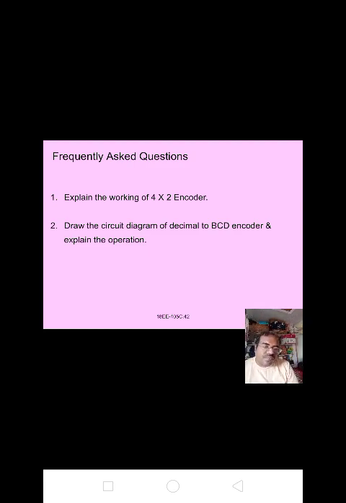A1 equal to D2 plus D3 plus D6 plus D7. Next, A0 equal to D1 plus D3 plus D5 plus D7 plus D9.